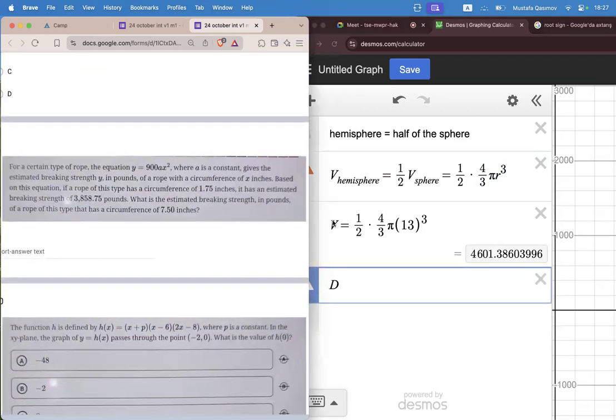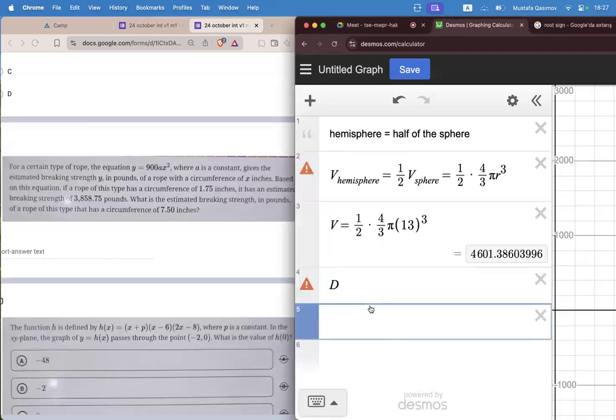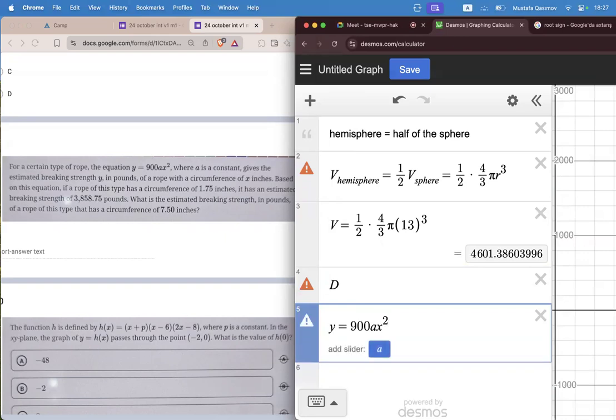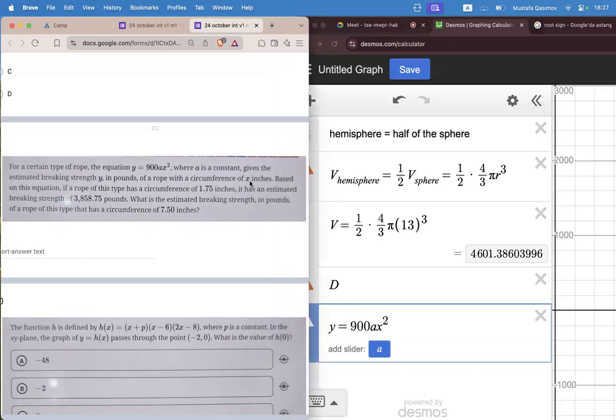9. For 9, we have to write this function here. Y is equal to 900ax squared. Then you can say that x is inch, right? You don't need to read all of them.